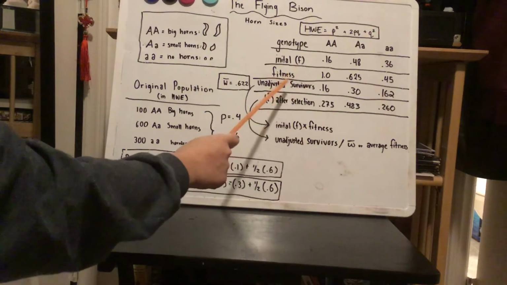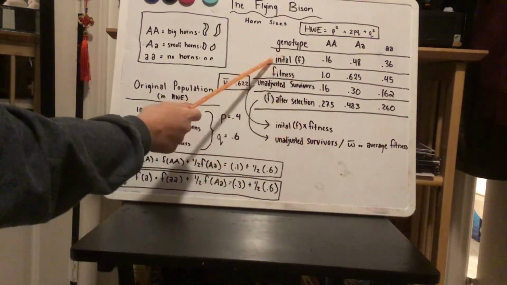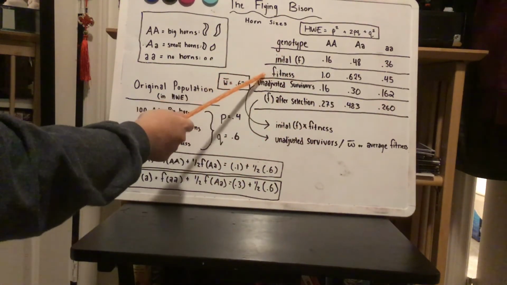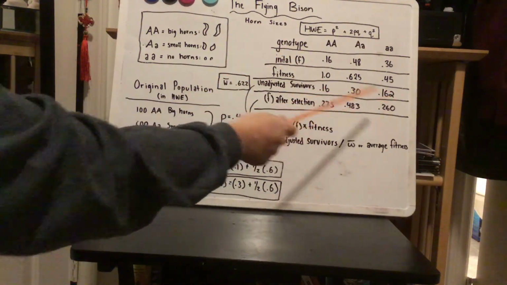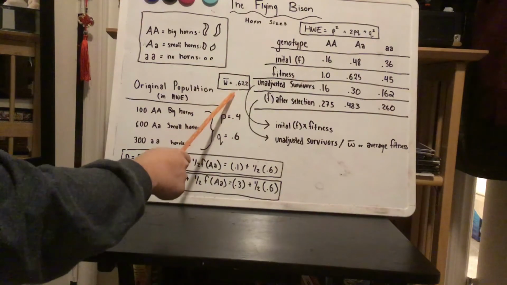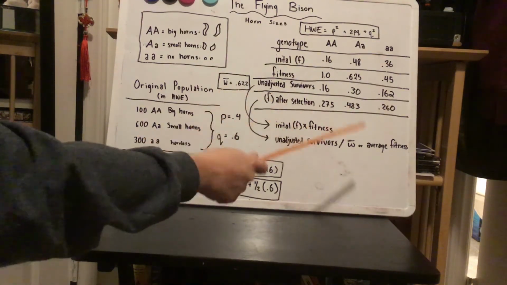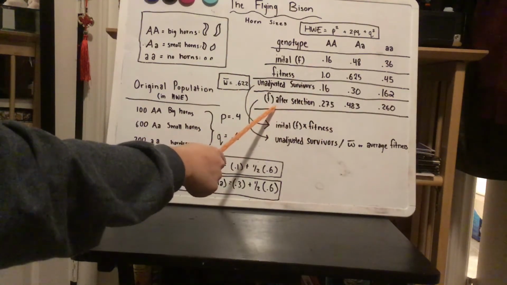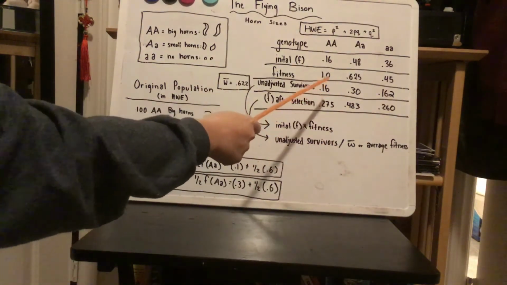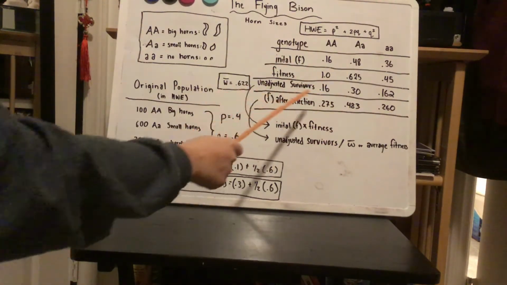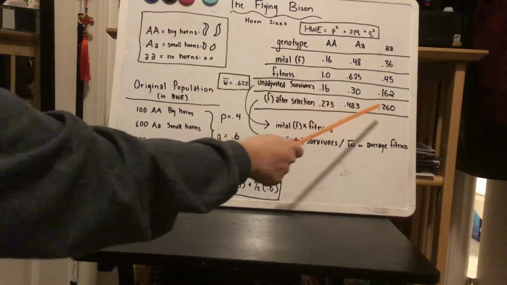We get the unadjusted survivors by multiplying the initial frequency times the fitness. So we just multiply these two to get this. Then add them all up, and we get our average fitness. And then the frequency after selection is just the unadjusted survivors, so this divided by average fitness, which is this. So we just divide this by this to get this value.